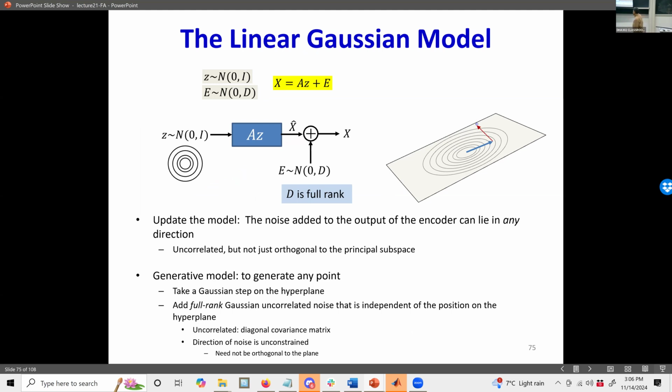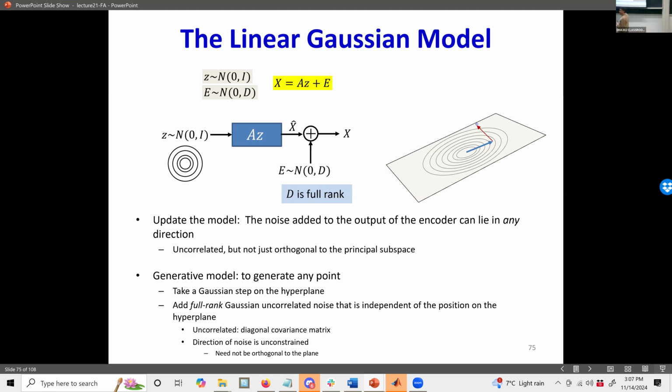And once you make this assumption, this noise is a full rank noise. The noise can be in any direction. And so this noise variance is going to be a full rank diagonal matrix. Every component is independent of every other component. And that is going to be the new model. This is an upgrade on principal component analysis.